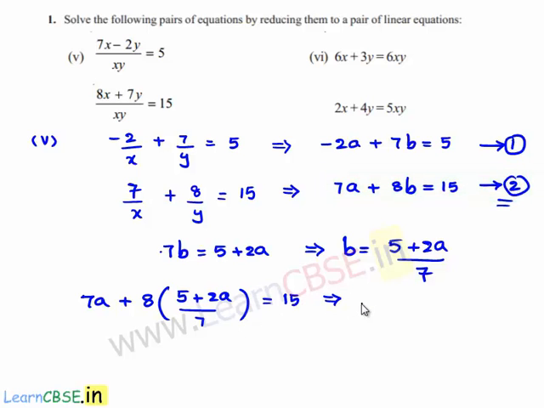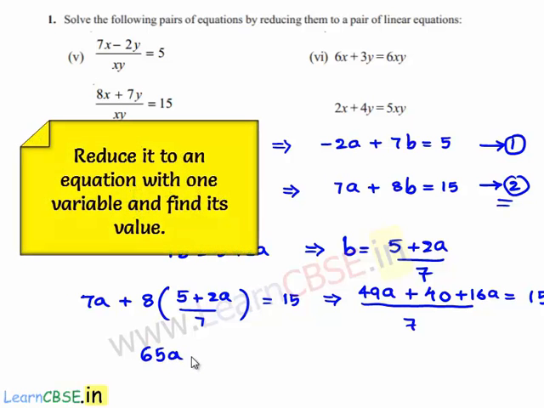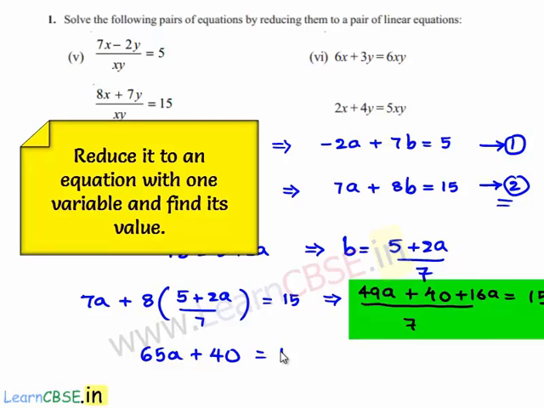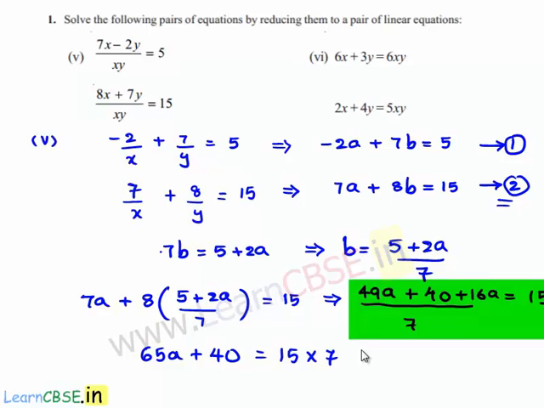That implies the LCM would be 7, and this becomes 7 times of 7a, which is nothing but 49a, plus 8 times of 5 is 40 and 8 times of 2a is 16a. So this is equal to 50. Now we get 49a plus 16a is nothing but 65a plus 40 is equal to 15 times of 7, which is nothing but 105.